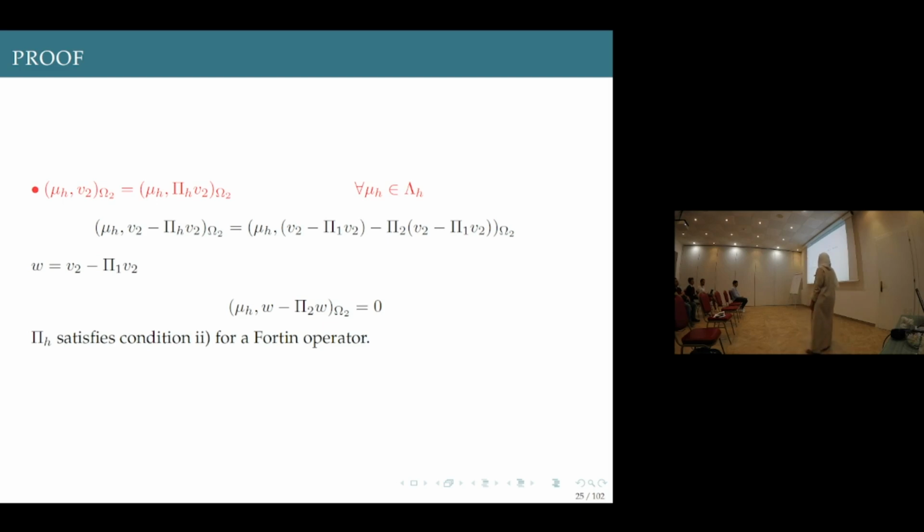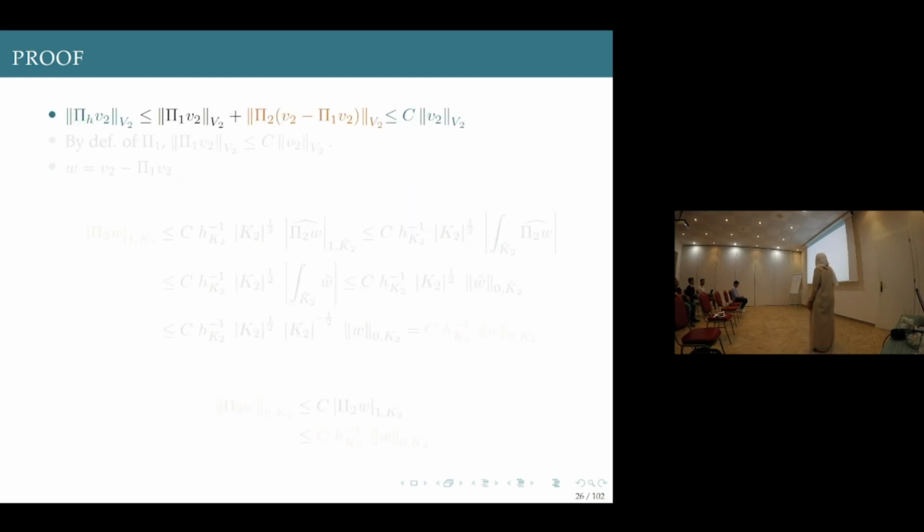The basis functions are 1. So locally, this is nothing but the integral of w equal to the integral of pi 2 omega, which is by definition of pi 2. So this is equal to 0, and therefore the pi h satisfies the second condition of the Fortin operator. That was the easy one. So let's see the second one, which is the first condition.